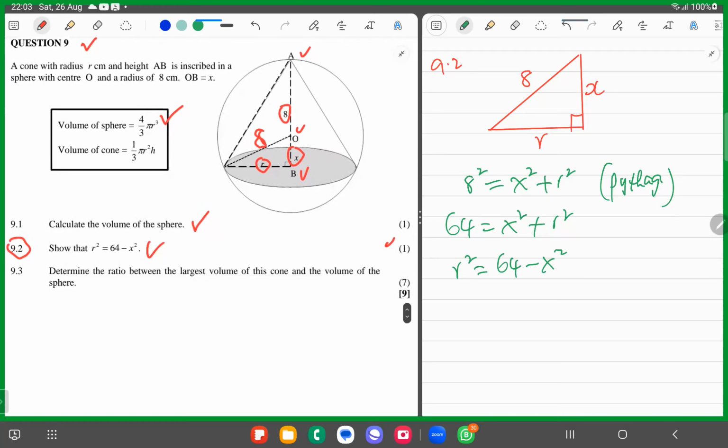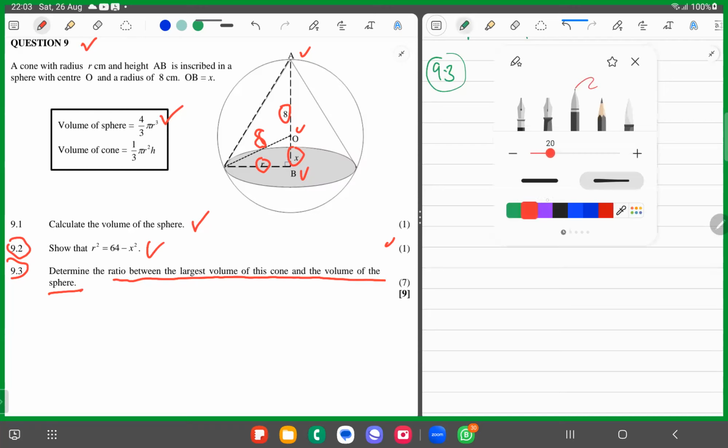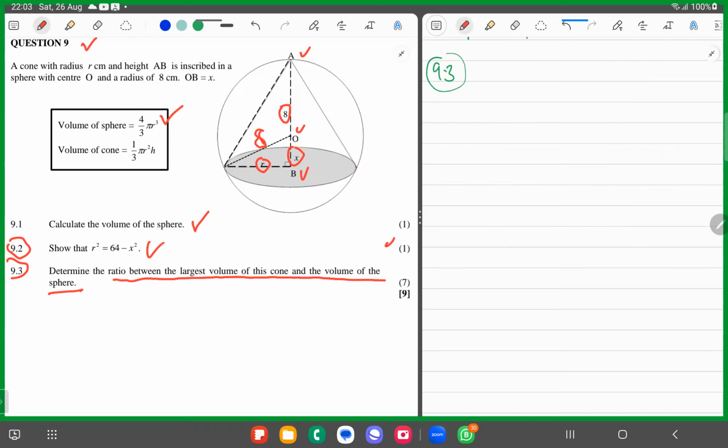Right, so we continue to do more. In 9.3, now we're going to determine the ratio between the largest volume of this cone and the volume of the sphere. Determine the ratio between the largest volume of this cone and the volume of the sphere.